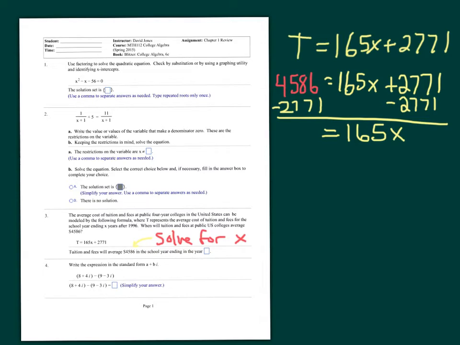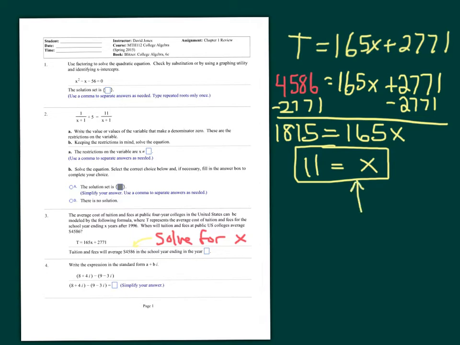4586 minus 2771 equals 1815. And to get that x by itself, we'll divide both sides by 165. So we get x equals 11. So we'll need to be careful because this is the number of years after 1996. So we'll want to go ahead and add 11 years to 1996.